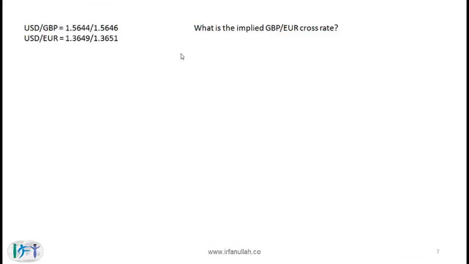So now let's look at a slightly more complicated example where we can't simply multiply the two exchange rates to come up with the implied exchange rate. So assume you are given this information, USD to GBP and the USD to euro exchange rates, and you are supposed to find the implied GBP to euro cross rate. So GBP to euro cross rate, can we simply multiply these two?